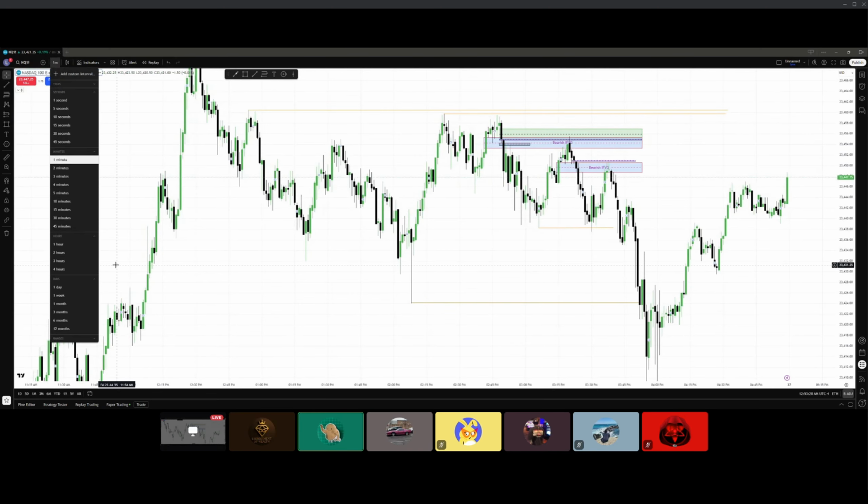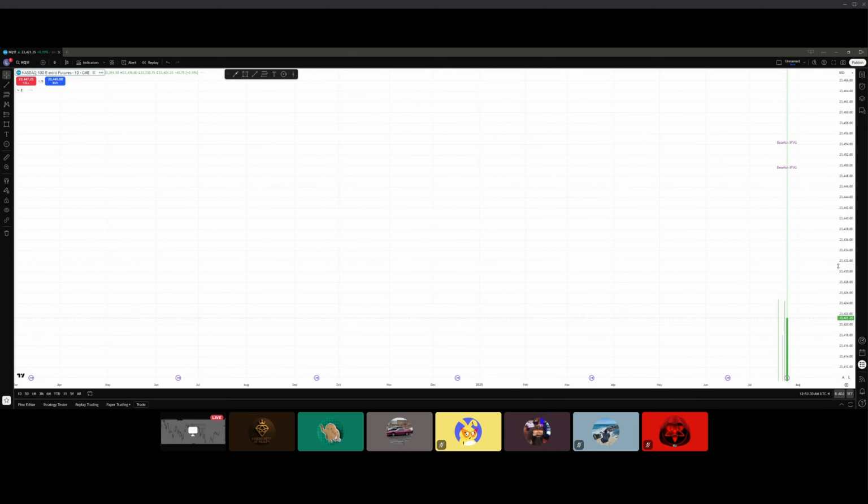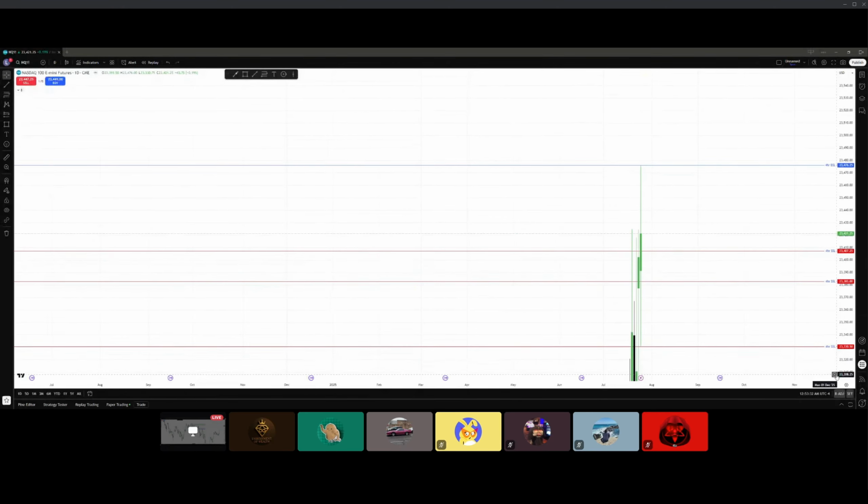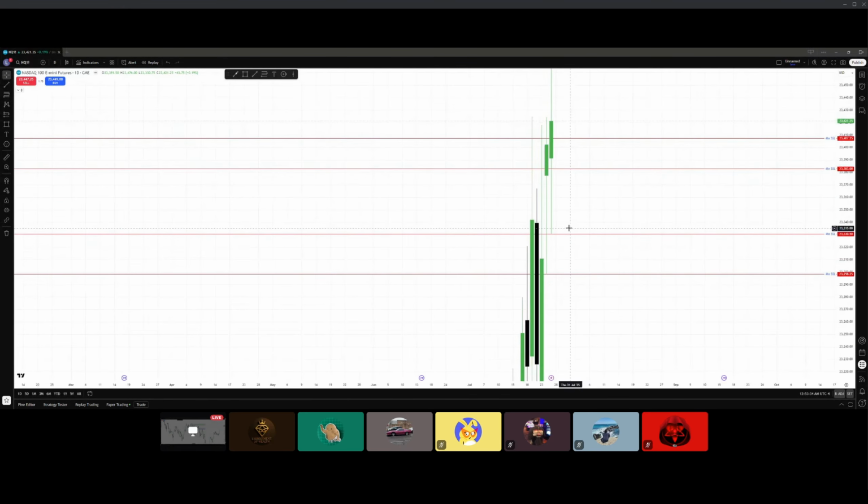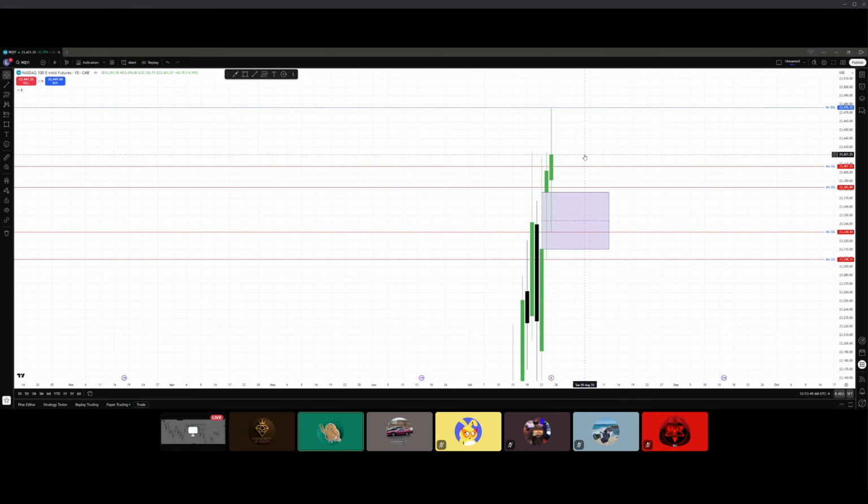If you look at this right here, let's go to the daily right now. What do you see here? That's a big old gap. That is a big old volume imbalance. And the market is going to want to close that. It's going to. But when is the question at hand.